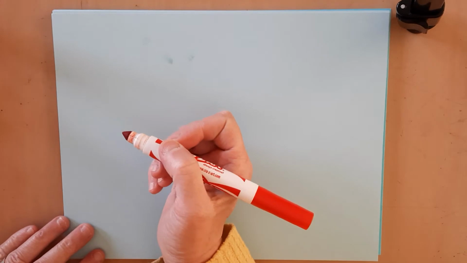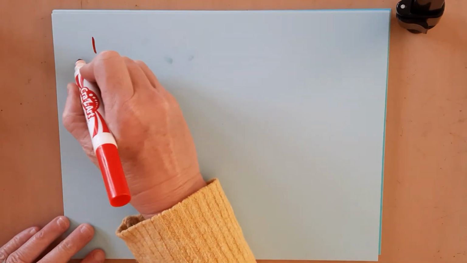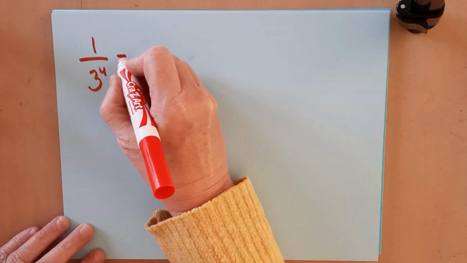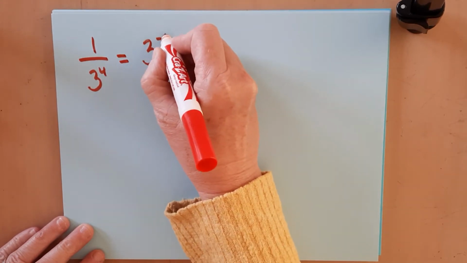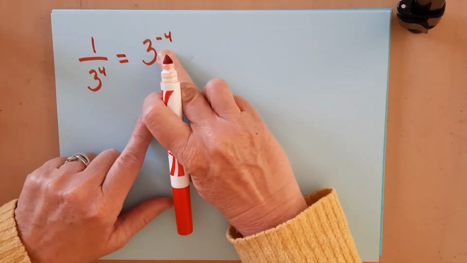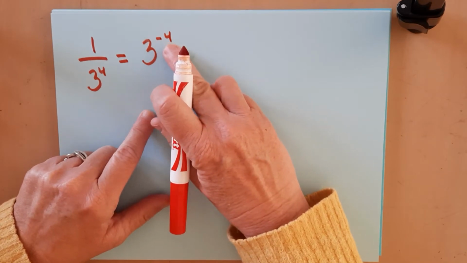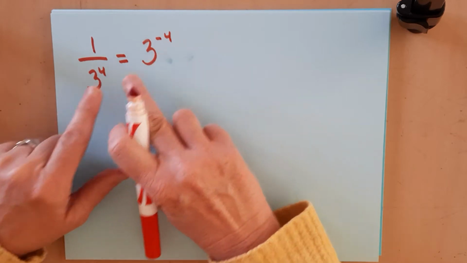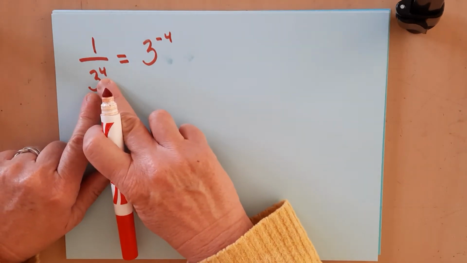So a little bit more about exponents. I just want to show you a pattern. 1 over 3 to the 4th could also be written as 3 to the negative 4th. When you have a negative in an exponent, it simply means you take the base, and if it's in the numerator, you put it in the denominator and you take away the negative sign.